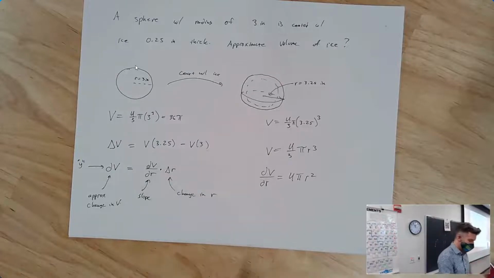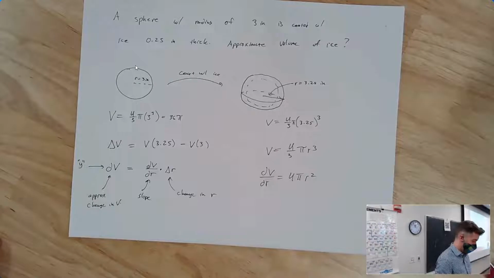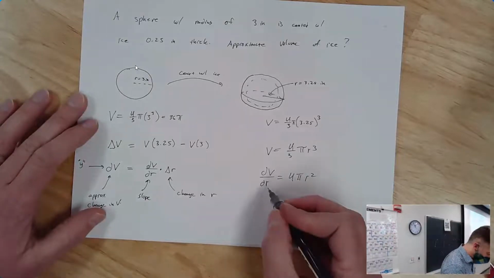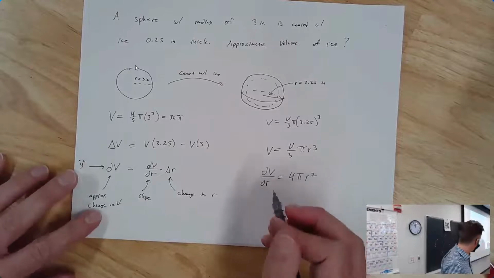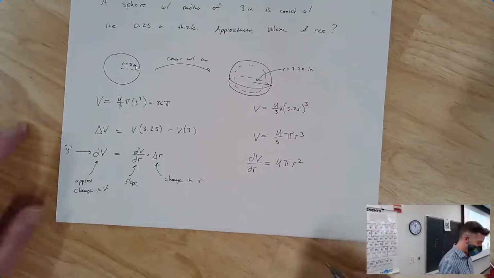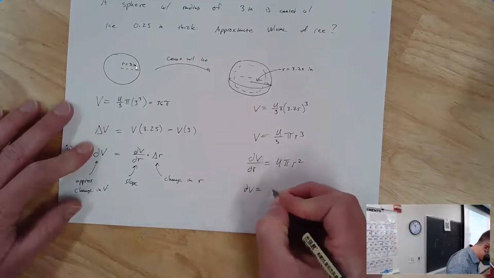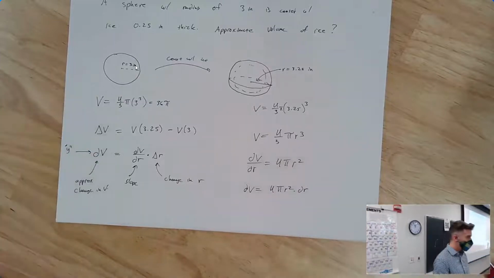So now that we've got this, we're just going to, oh yeah, go ahead. Sorry, what happened to the, oh no, never mind. I forgot the threes cancel out. Yeah, threes cancel. So I'm essentially going to multiply both sides by dr and say that dV is equal to 4 pi r squared times dr.